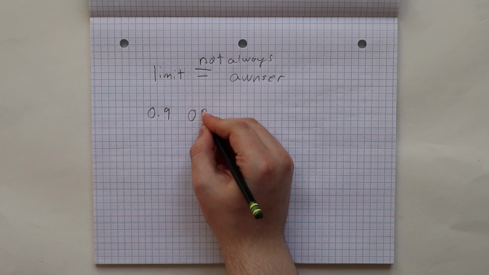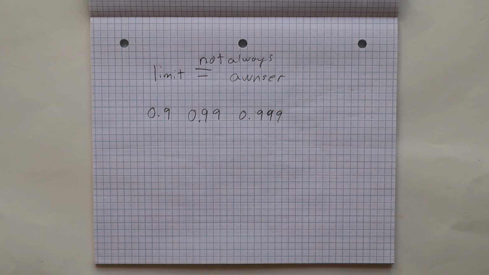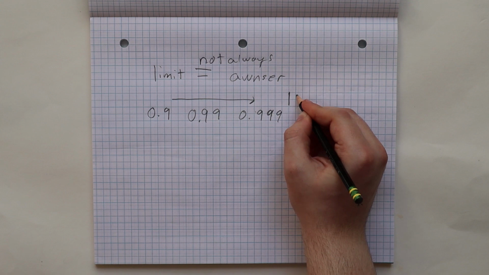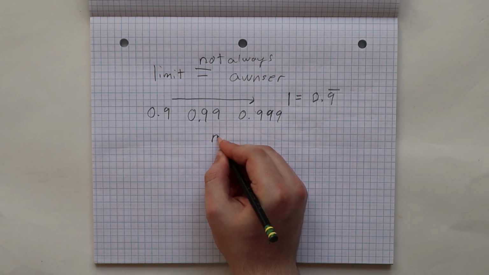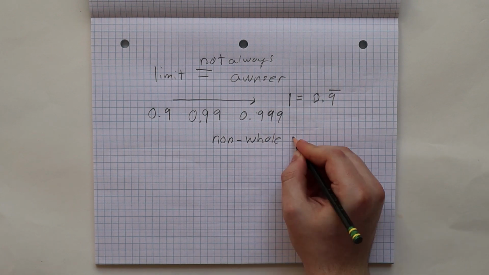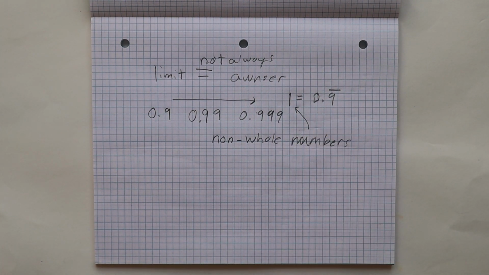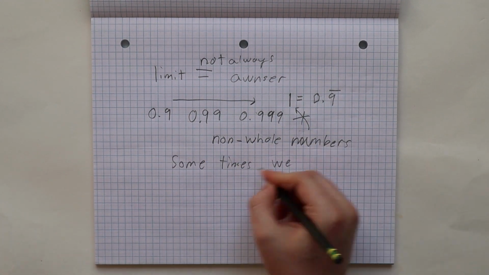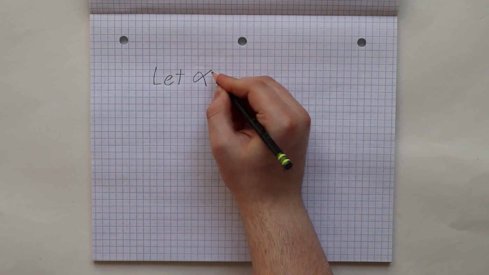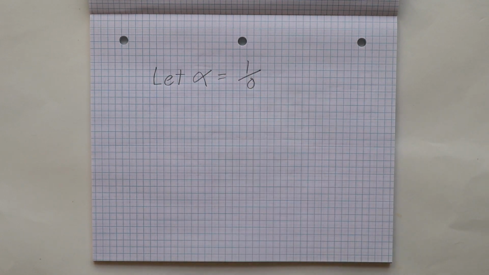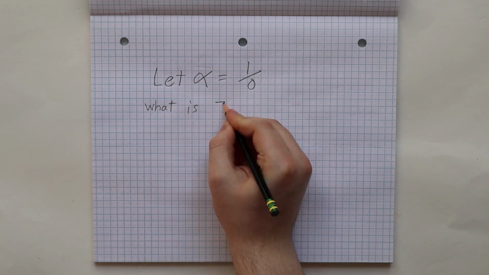Take 0.9, then 0.99, then 0.999, then go on forever. The limit is a whole number, 1. But the path is always a non-whole number. Does that mean that 1 is a non-whole number? Of course not. It's just that not everything survives the limiting process. So with that being said, maybe we just can't trust the limit. So let's assign a number to 1 divided by 0, say alpha, and let's mess around with the properties of this number. What would be, say, 2 times alpha?